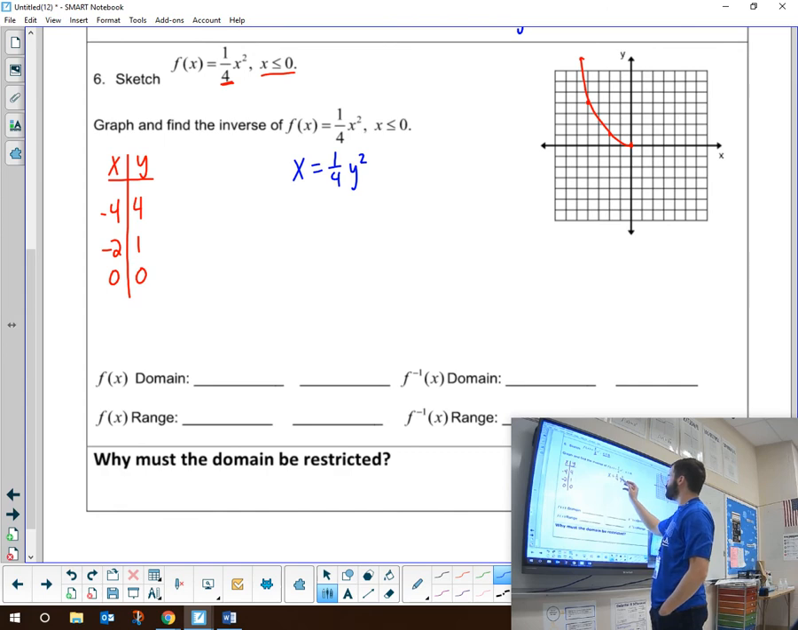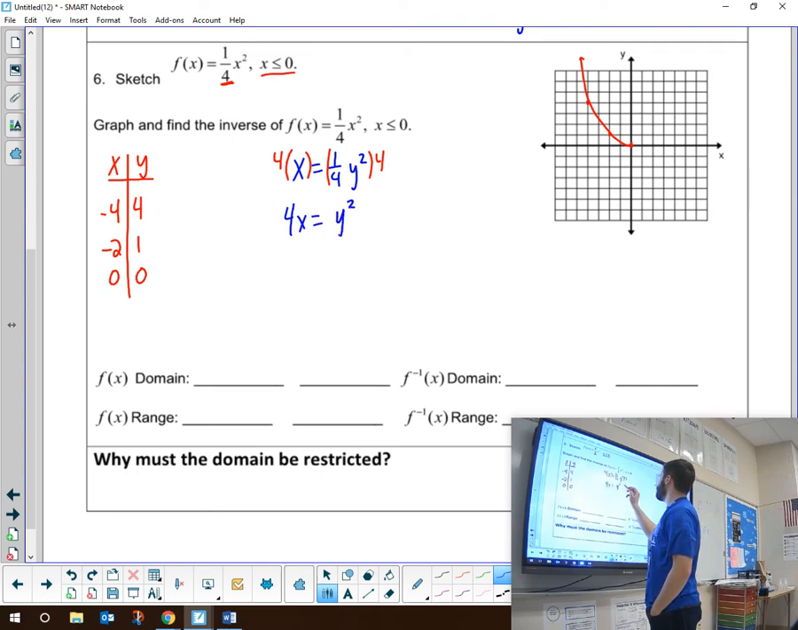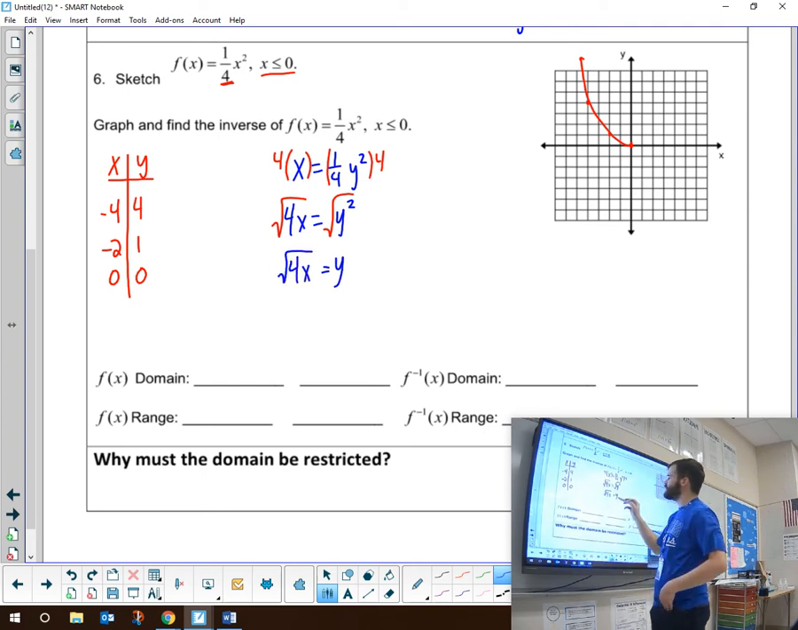We're going to get rid of this fraction by multiplying both sides by 4, right? Get rid of this fraction, we're going to multiply this side by 4 and this side by 4. So we're going to have 4x equals y squared. Then we're going to square root both sides. Square root this side, square root this side. We're going to have y equals the square root of 4x. That's the same thing as having a b of 4x. So we're going to have a stretch horizontally for this one too.